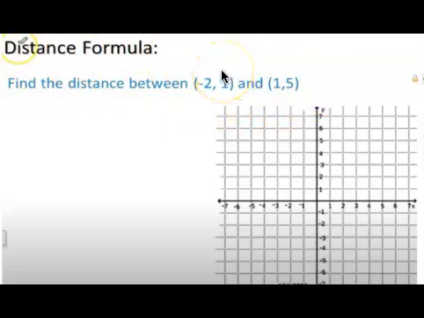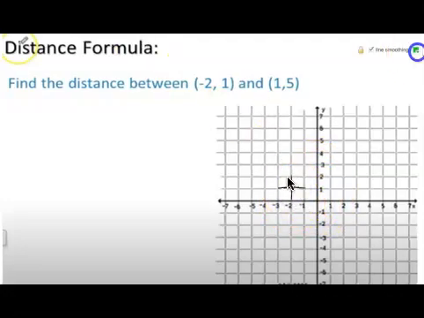So I have a question up here that says find the distance between our first point, which is (-2, 1). So we can come over here and plot that point. (-2, 1). Let's use a color other than white, that wasn't showing up. So here we go. (-2, 1). That's our first point. And our second point is (1, 5).